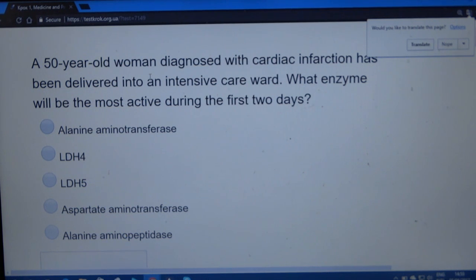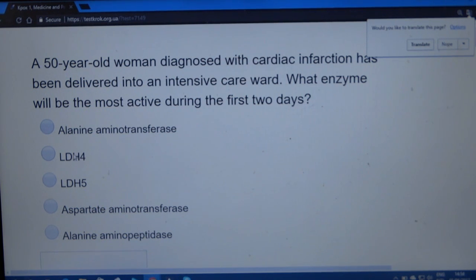But in this particular case, it's also for what? For the heart as well. So myocardial infarction has to do with the heart. So the most appropriate answer is what? Aspartate aminotransferase. Now let me take the various function of the LDHs.